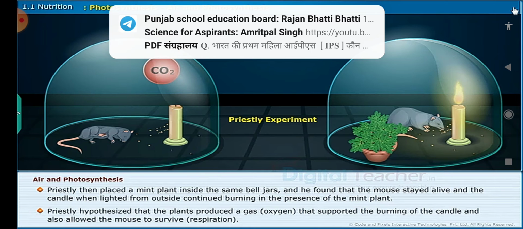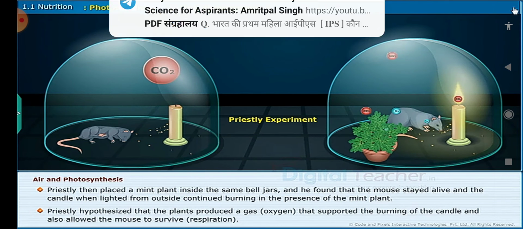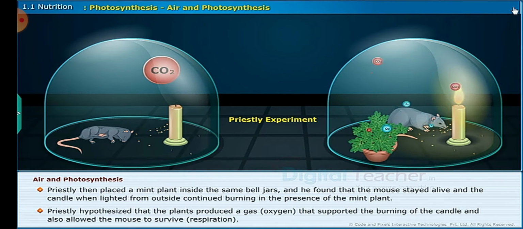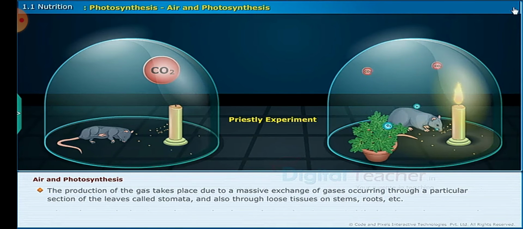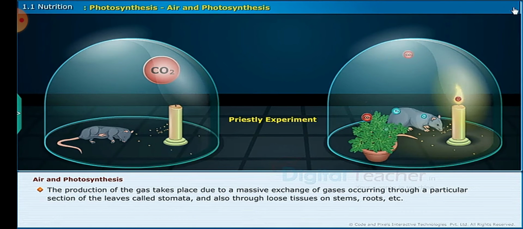Priestley hypothesized that the plants produced a gas, oxygen, that supported the burning of the candle and also allowed the mouse to survive respiration. The exchange of gases takes place through a particular section of the leaves called stomata, and also through loose tissues on stems, roots, etc.